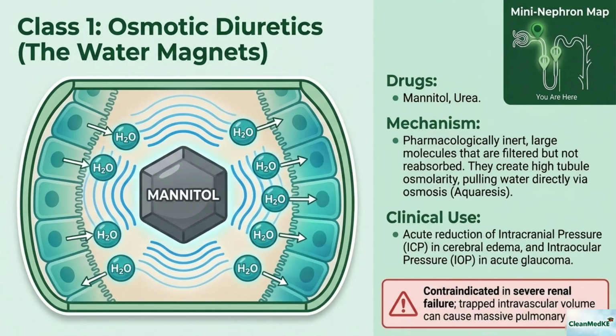Our first class is the osmotic diuretics, like mannitol and urea. Think of these as water magnets. These are large, pharmacologically inert molecules that are filtered but not reabsorbed. They stay in the tubule, creating high osmolarity that pulls water directly via osmosis, a process called aquaresis.